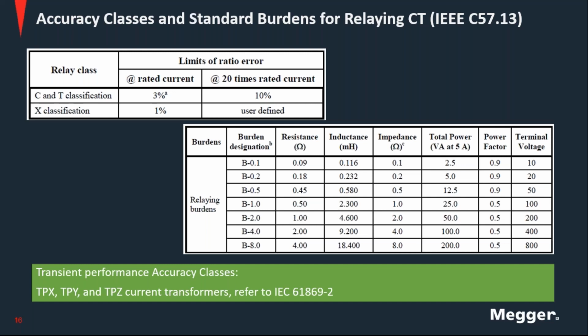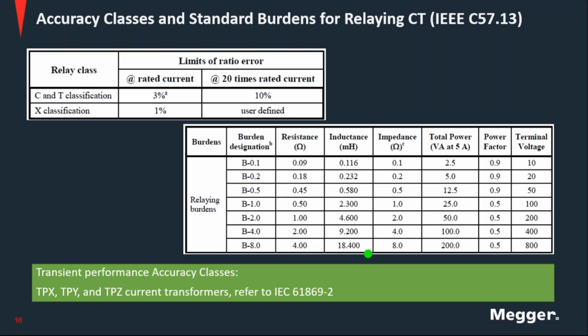So all that I've been showing is for current transformers for metering purposes. And now this shows protection purposes, for relaying purposes. Here the classification starts with a T or a C, and it will have a number next to it like 400, 800, 200. That is basically relating to the burden that it can handle.